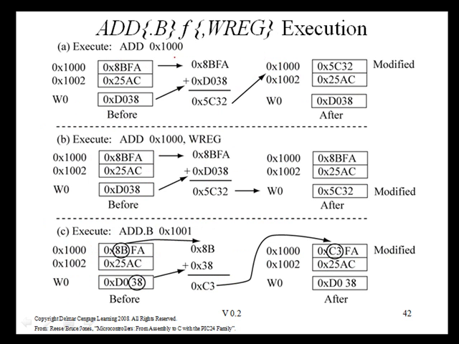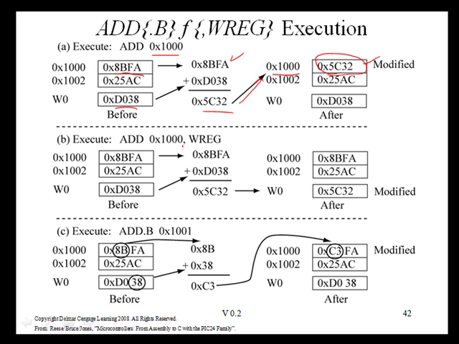So let's take a look at a couple of examples. We're going to do a word operation in which we take the contents of location 1000, add that to WREG, and stick the result back in location 1000. So the word stored at location 1000 is 8BFA. The word stored in W0 is D038. The result is 5C32, which is written back to memory location 1000. So memory location 1000 is modified after the execution of this instruction.